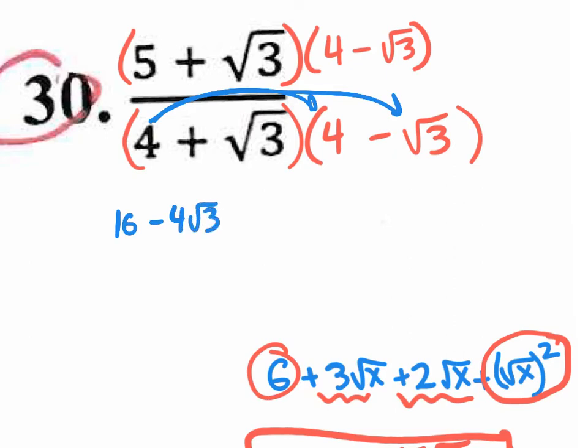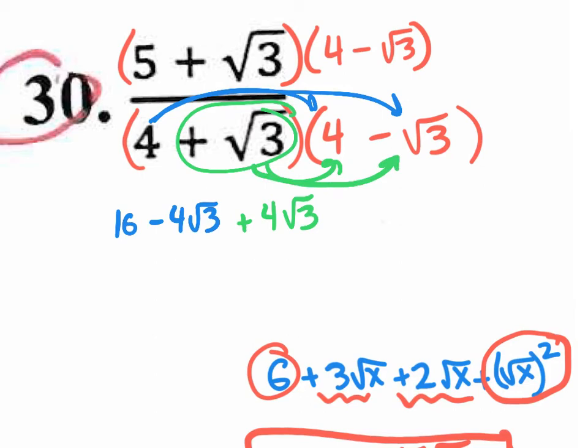And then when you distribute positive square root of 3 times 4, that'll be a positive 4 square root of 3. And then the positive square root of 3 times negative square root of 3. A positive times a negative is a negative. And the square root of 3 times square root of 3 is the square root of 9, which will later become just 3. So watch the magic happen right here.